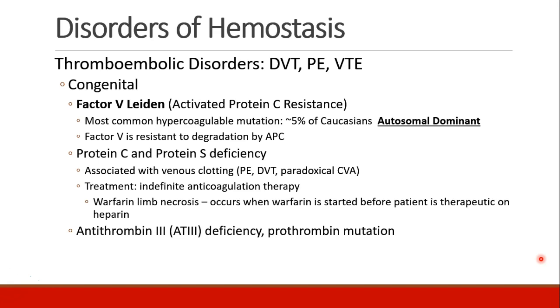Congenital causes of thromboembolic disorders include factor V Leiden, which is basically resistance to activated protein C. This is the most common hypercoagulable mutation, occurring in about 5% of Caucasians, and it is autosomal dominant. Factor V becomes resistant to degradation by activated protein C. Patients can also have protein C and protein S deficiencies, which lead to venous clotting. The treatment is anticoagulation therapy, same for factor V Leiden.